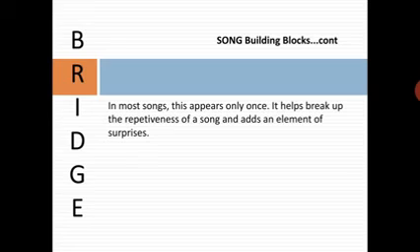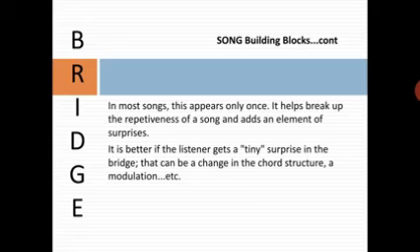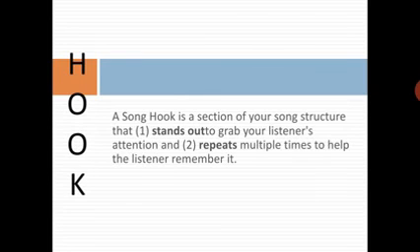The other block is the bridge. Now, in most songs, the bridge appears only once. The bridge helps to break up the repetitiveness of a song, and of course adds a little bit of surprise. Okay, it is better if your listeners get a tiny bit of surprise in your bridge. Of course, the surprise can be a change of key, a change in chord structure, a modulation, a break or silence, or a musical interlude. Okay, but like I said, we'll delve into details in my next video.